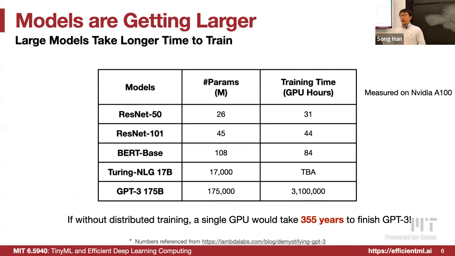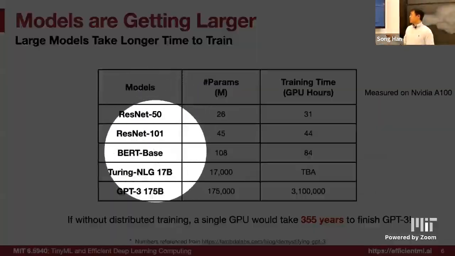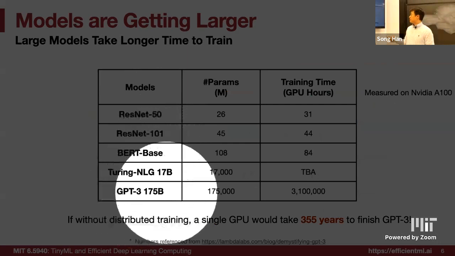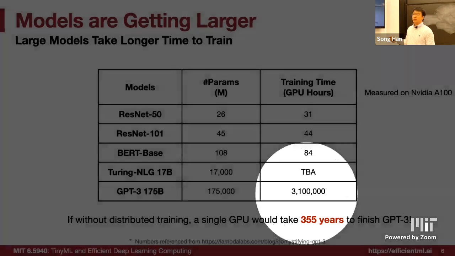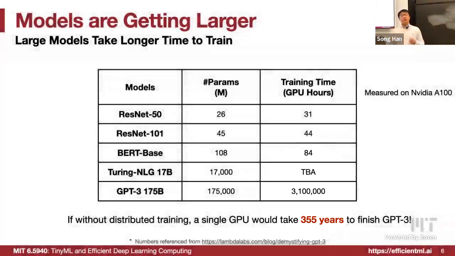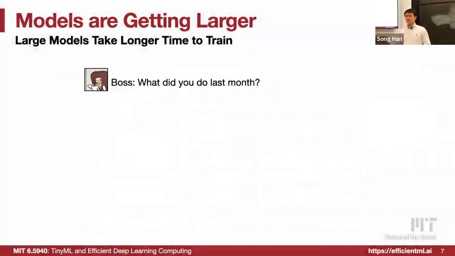This is showing how long it takes to train a model, from less than 50 to BERT-base to NLG, GPT-3. Particularly for GPT-3, with 175 billion parameters, it's a huge amount of GPU hours. If you have a single GPU, that will take 355 years to train the model, which is too slow. And these numbers are measured on NVIDIA A100 GPUs.